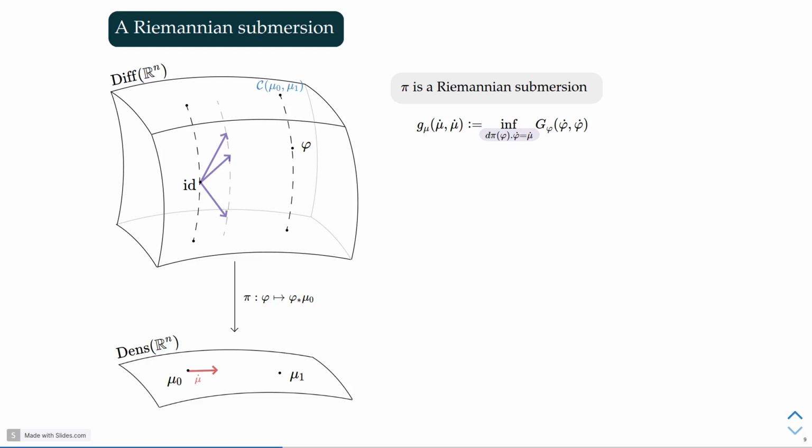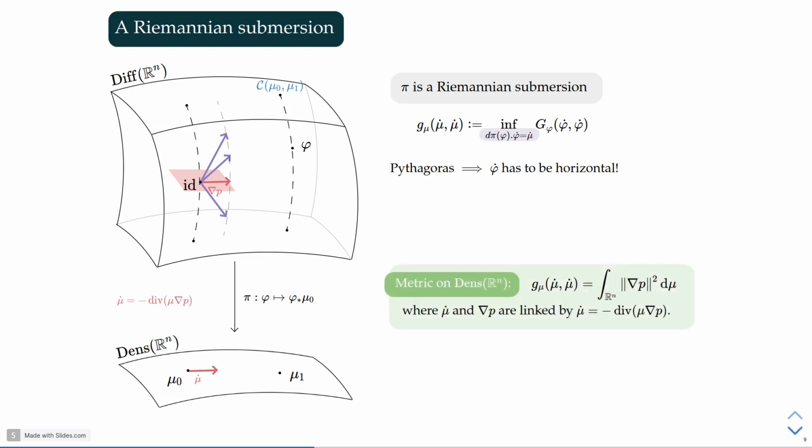If we take a small mu dot in the bottom space, which is a tangent vector in the densities, we're going to consider all the vectors in Diff that project onto mu dot. We want to find the one of minimal norm. And this is simply the horizontal one. As we saw earlier, the horizontal one is the gradient of a function. So the metric we have on the densities is by definition the L2 norm of the gradient of P, where P is linked to mu dot by this equation. And this is simply saying that nabla P projects onto mu dot by the differential of pi. Sorry, I have P and pi, it's not very nice. So we have a metric on the densities.